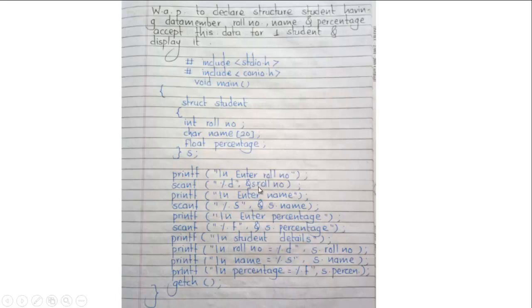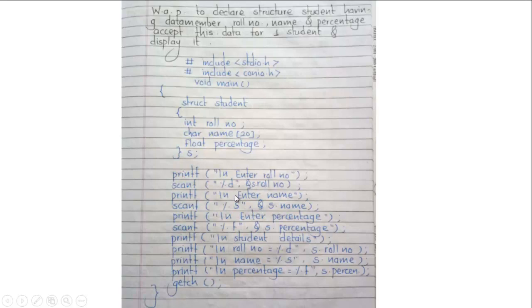It is not only roll number. Which structure does this roll number belong to? Student structure. Roll number belongs to the student structure, so it is read using the structure variable. The structure variable is yes, so yes dot roll number. You have to write structure variable dot that structure member. So ampersand yes dot roll number. Here you can read the roll number.